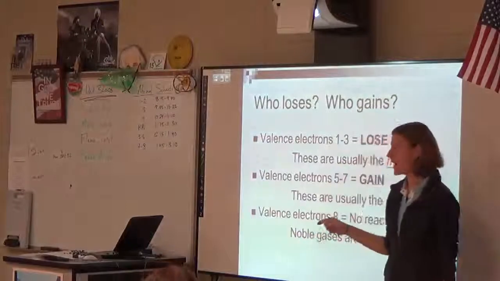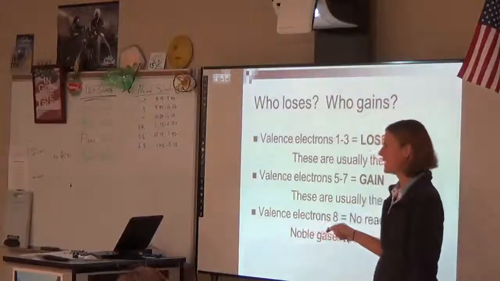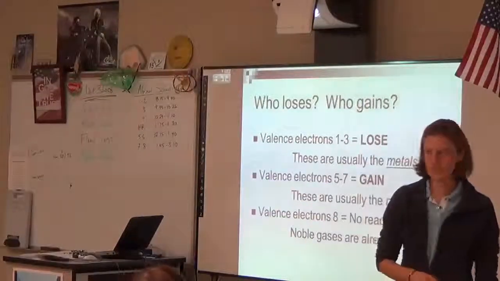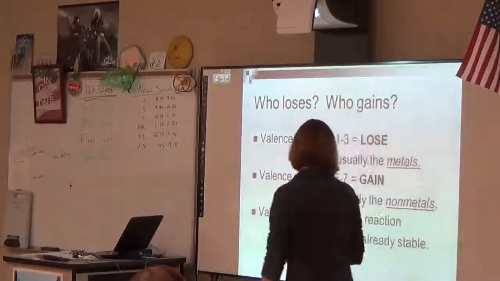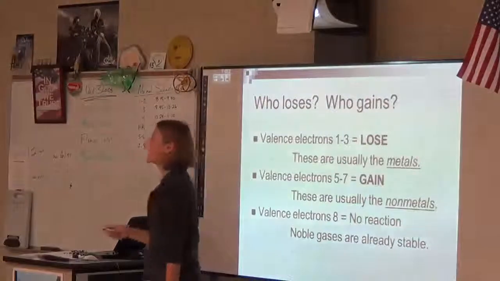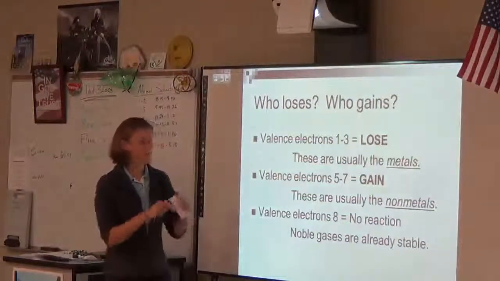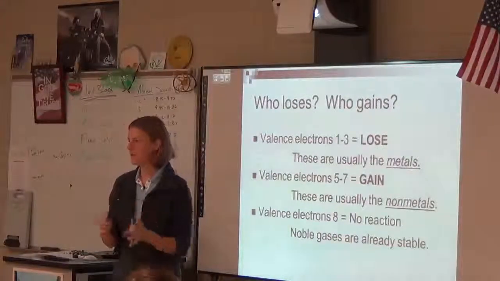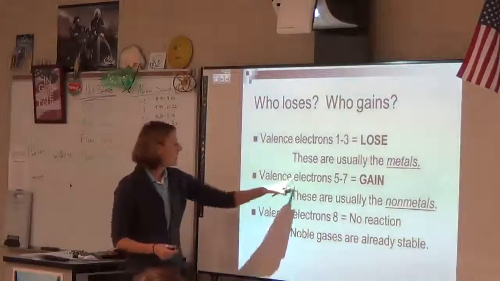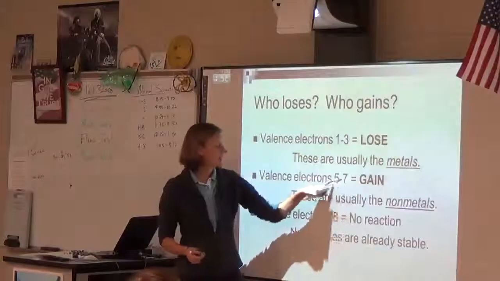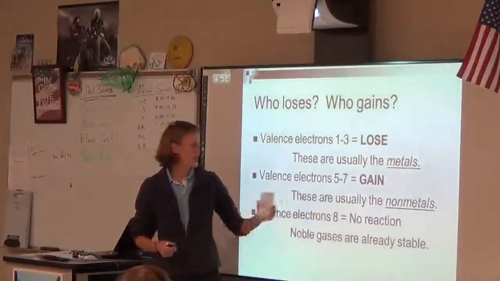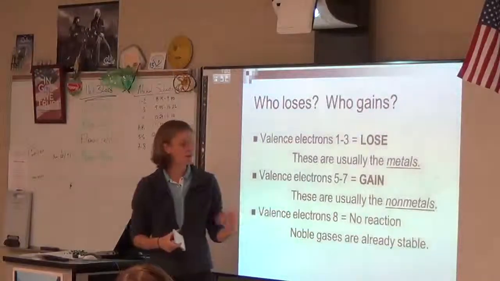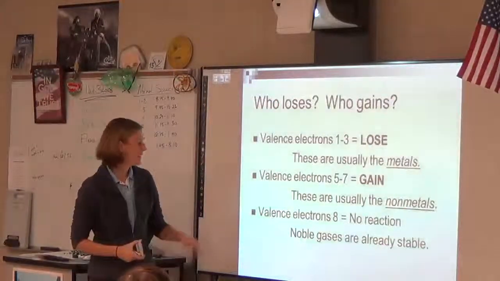Like when we did our metal project, everything's sort of on the left-hand side. Those are all your metals. Metals are losers. Metals want to lose an electron so that their underneath shell, their underneath energy level, is stable and full. The nonmetals that have valence electrons 5 through 7 want to gain electrons. It's easier for them to just gain a couple more to get to 8.